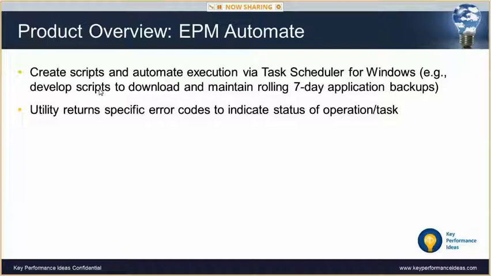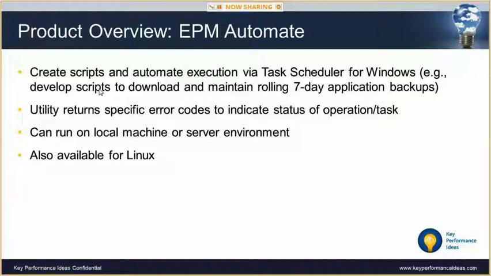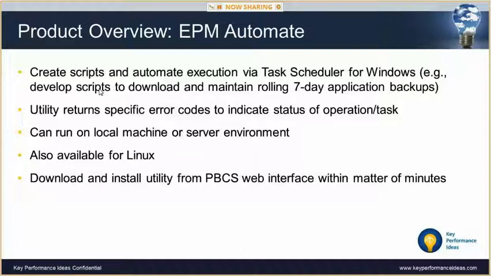You can take advantage of error codes that come with the utility that indicate the status of a specific operation or task. Another key highlight is that you can run the utility both on your local machine or in a server environment. Maybe you need to, for example, upload data. A data file might take a long time, or might actually cause errors depending on the size of the file, and it could be easier to just run the upload command through EPM Automate to achieve that goal. The utility is also available through Linux, and you can download it from the PBCS web interface within a matter of minutes.